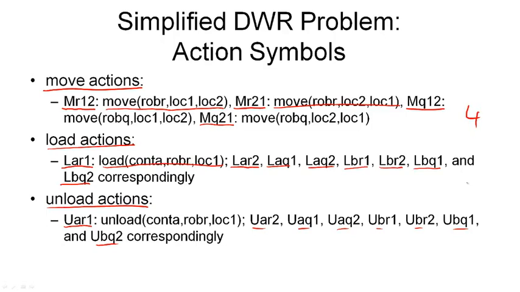So what we have here is 4 plus 8 plus 8, altogether 20 different action symbols representing 20 different types of actions, and we had 14 different proposition symbols that we use in states. So altogether we have 34 different symbols we need to deal with. And that concludes my simplified DWR problem in the propositional representation.